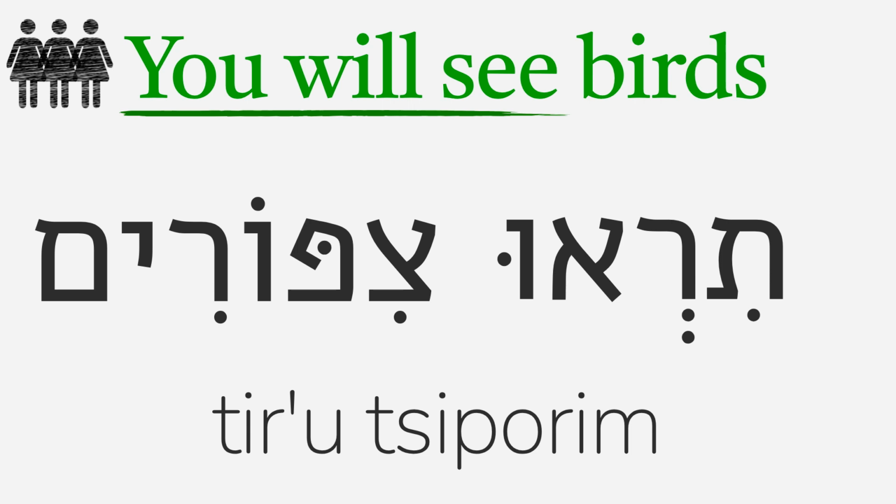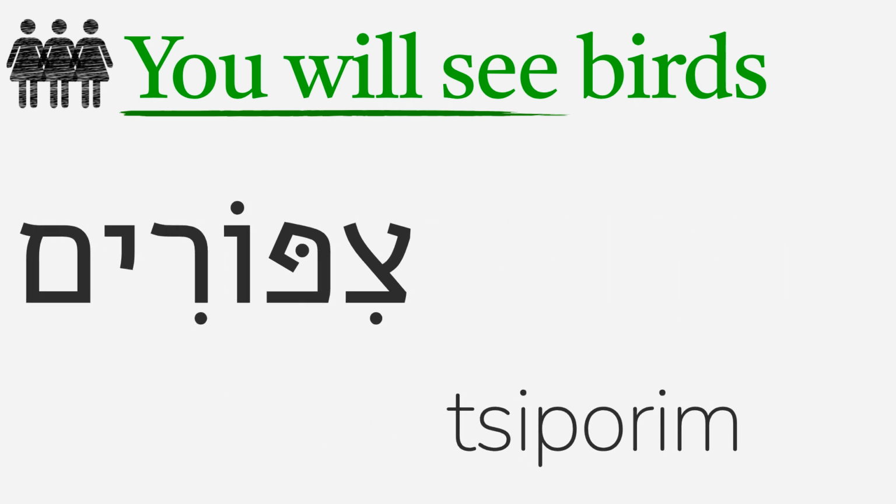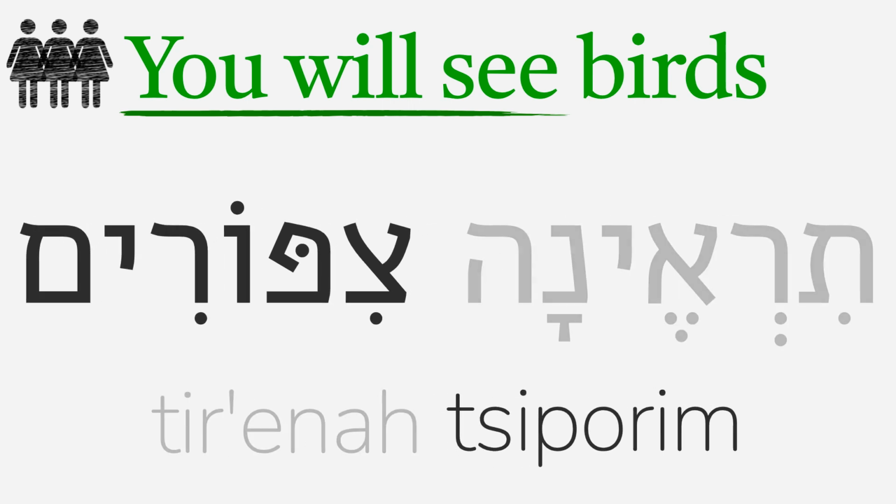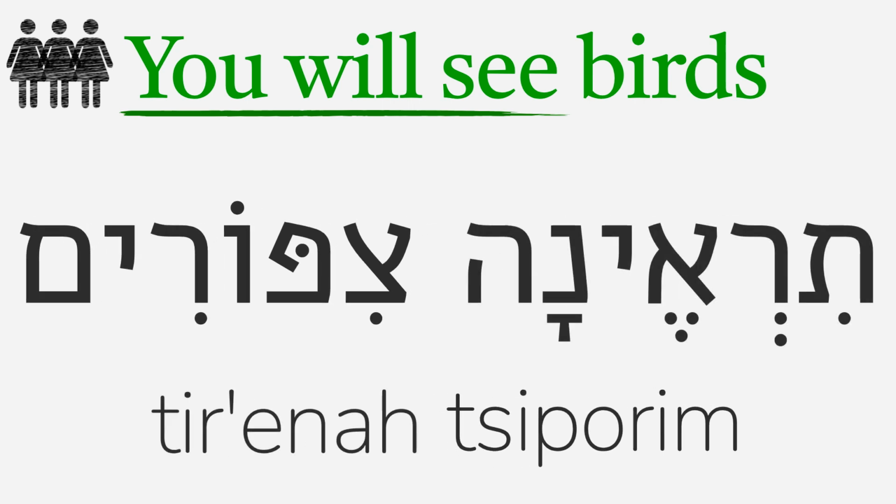However, aten, you feminine plural, does have its own future tense verb form, tirena, with the na ending. Tirena tziporim. You will see birds, feminine plural. And that is all for today.